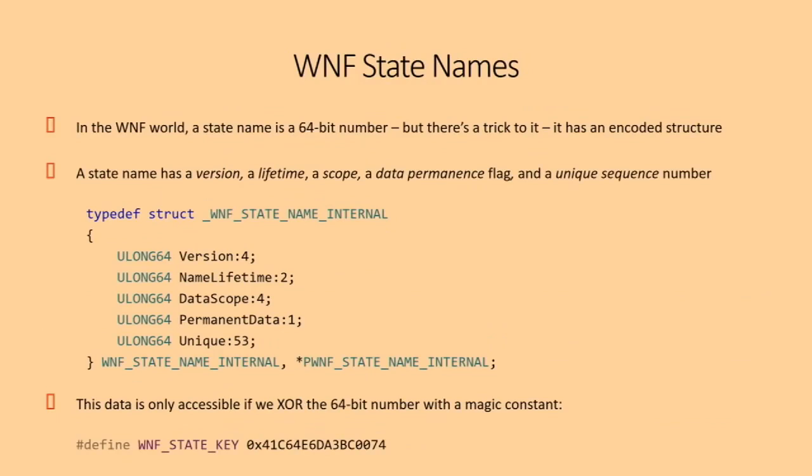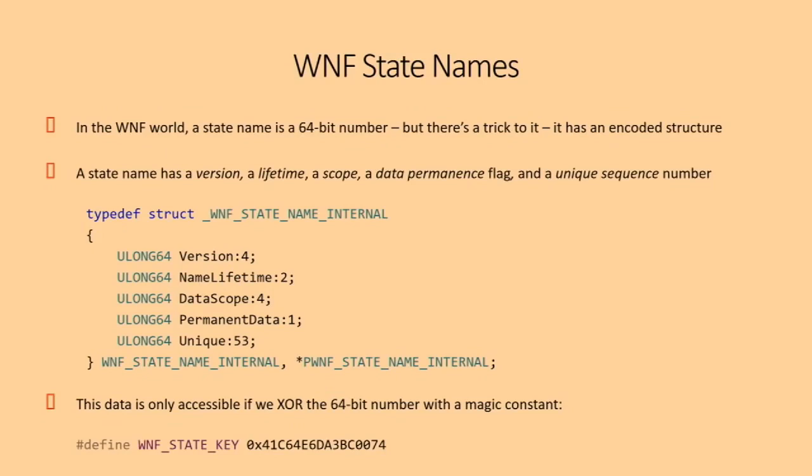Now in the WNF world, what you have aren't events, they're WNF state names. These are basically 64-bit IDs, they're just numbers. But there's a trick to it. These numbers actually encode a data structure inside of them. They're not just random numbers, they're bits that represent a version, a lifetime, a scope, a permanent flag, and then a unique sequence number.